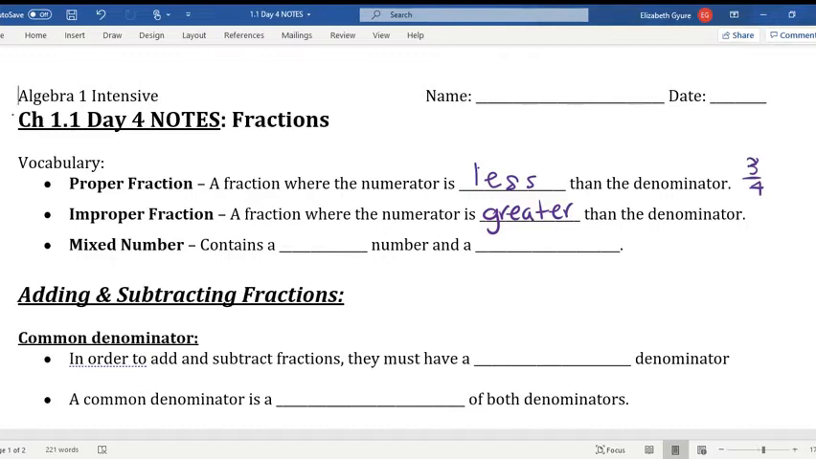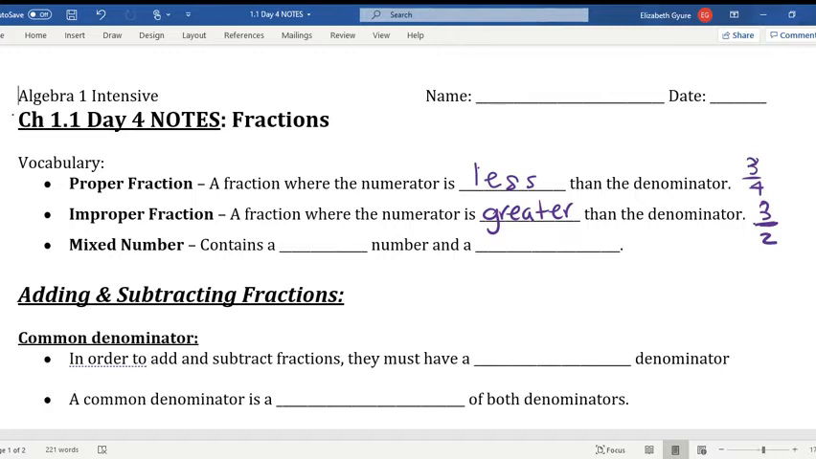Who can give me an example of an improper fraction? Dallas? Sure. 3/2. 3/2 would definitely work. Good.